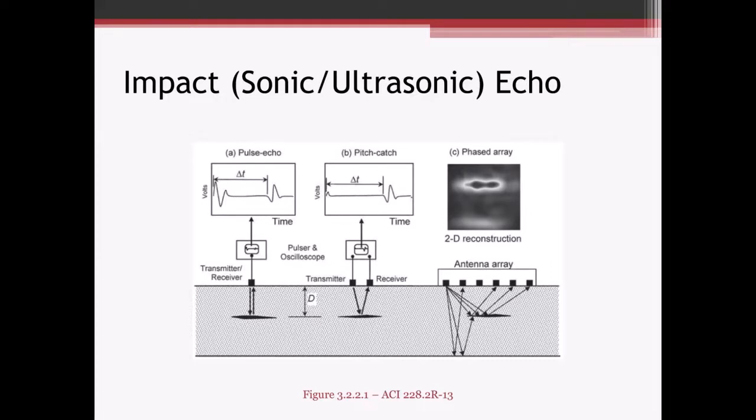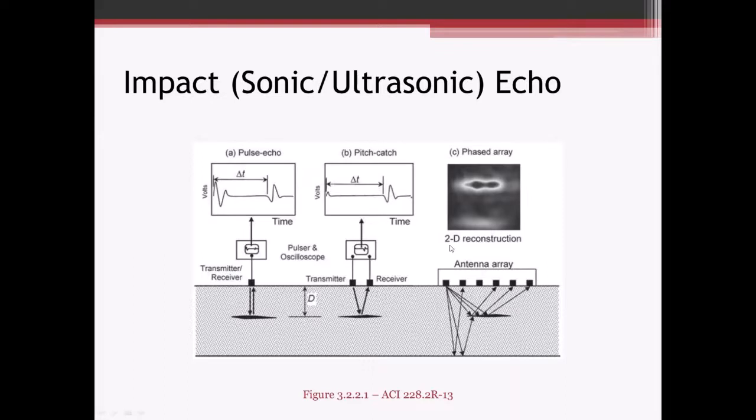So the impact echo, pulse echo method, you have one transmitter and one receiver on the surface. The pitch catch method, which is probably the most common impact sonic echo method, has a dedicated transmitter and a dedicated receiver, and you have that wave reflection, either reflecting off a discontinuity here, or it could reflect off the bottom of the slab, like over here.